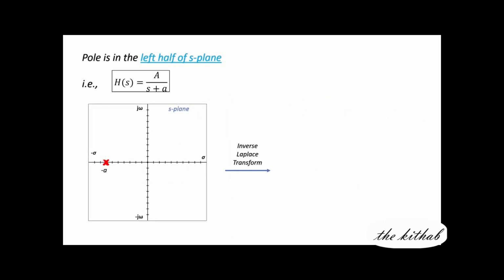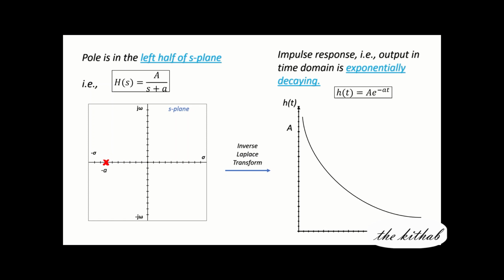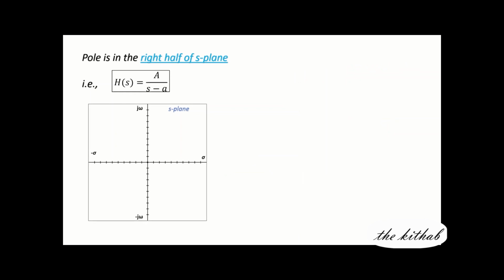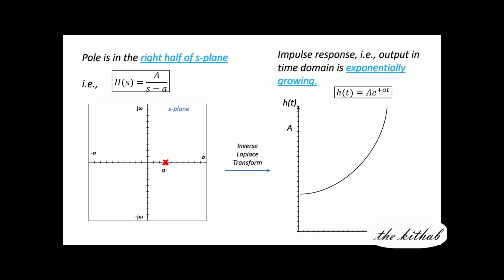If a pole comes on the left half of the S-plane, when translated into the time domain, we get an exponentially decaying output. Since the output is finite here, the system is stable. If the pole comes on the right half of the S-plane, we get an exponentially growing output in the time domain. Now this output is infinite, meaning the system is unstable.